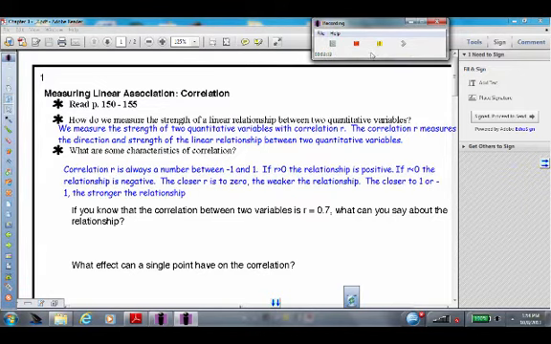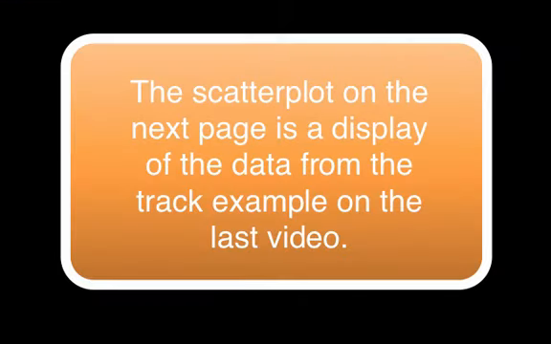Okay, so what are some characteristics of correlation? Correlation R is always a number between -1 and 1. If R is greater than 0, the relationship is positive. If R is less than 0, the relationship is negative. The closer R is to 0, the weaker the relationship, and the closer it is to 1 or -1, the stronger the relationship.